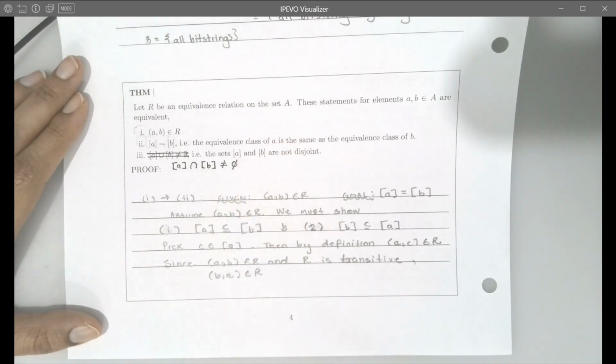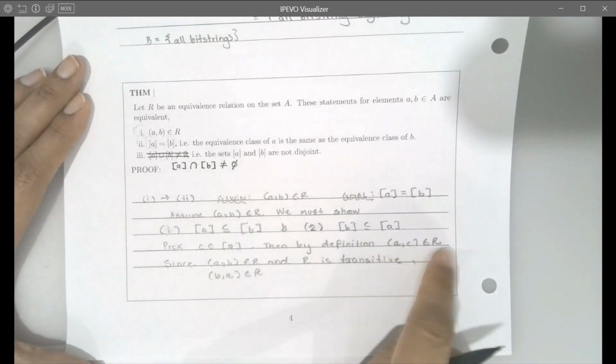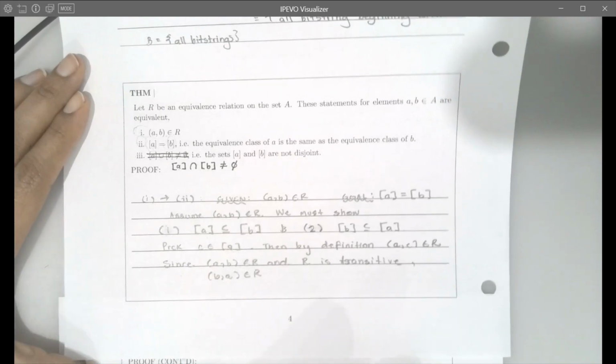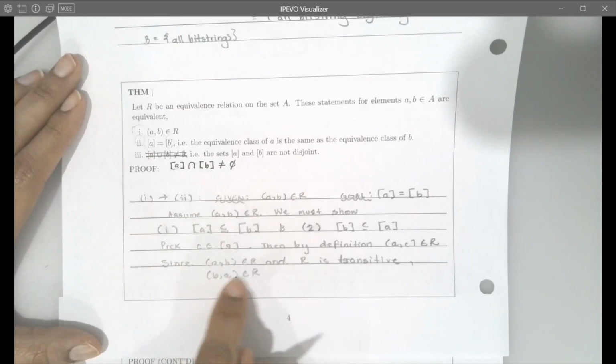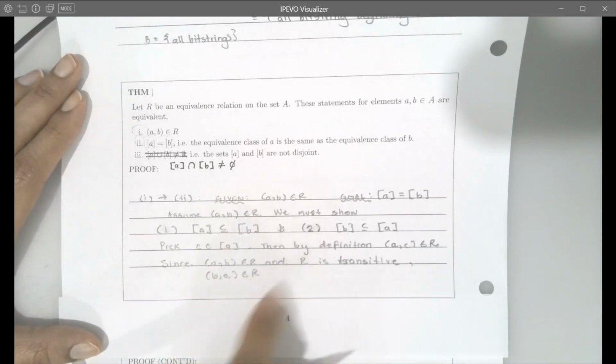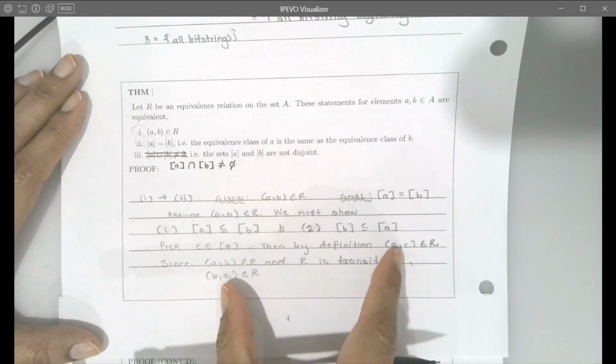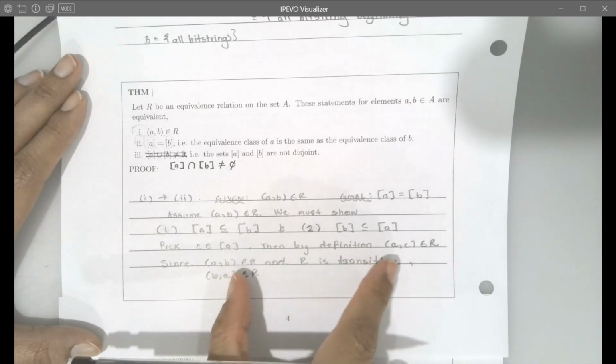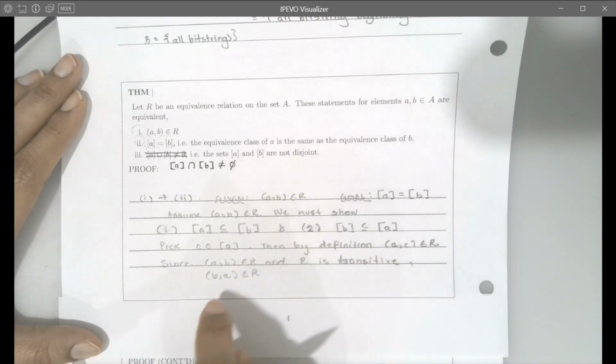Okay, so notice what we have so far. We have that A comma C is part of the relation because C is part of the equivalence class. Then we have B comma A is part of the relation because R is transitive. If we take these two together, again, because R is transitive, B comma A is in R and A comma C is in R, must mean that B comma C is in R.